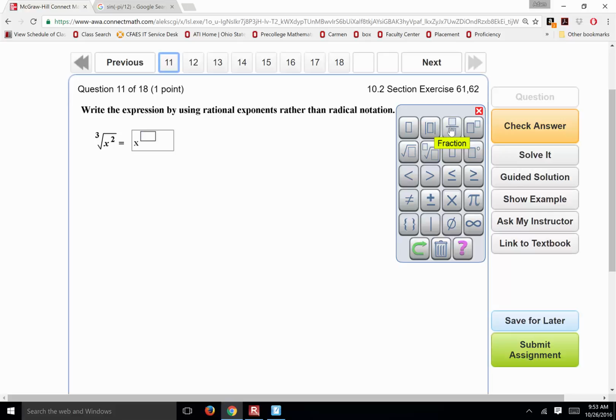To make a rational exponent, use this first. Choose the top 2, bottom 3, check.